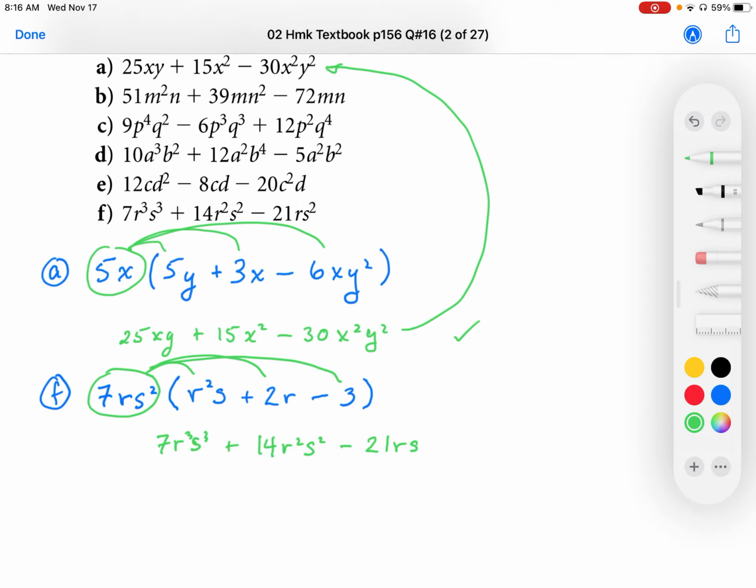And again, we check that with what we started with. I made a mistake here because I should have multiplied by s squared. So when we check our answer here, our answers match. Okay, so then this must be the correct factoring.